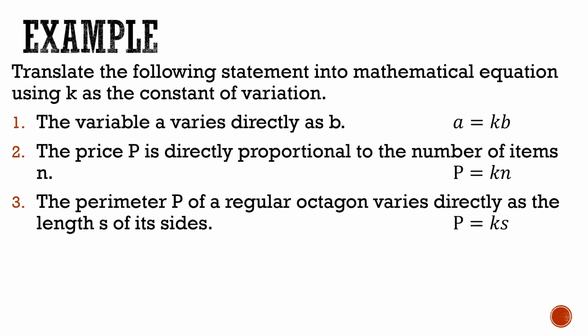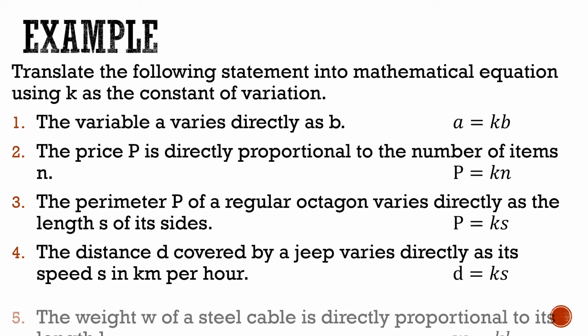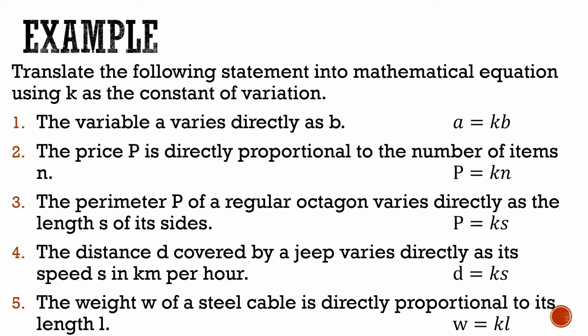The perimeter p of a regular octagon varies directly as the length s of its side. In mathematical equation, that is p is equal to ks. The distance d covered by a jeep varies directly as its speed s in km per hour. In mathematical equation, that is d is equal to ks. The weight w of a steel cable is directly proportional to its length l. In mathematical equation, that is w equals kl.